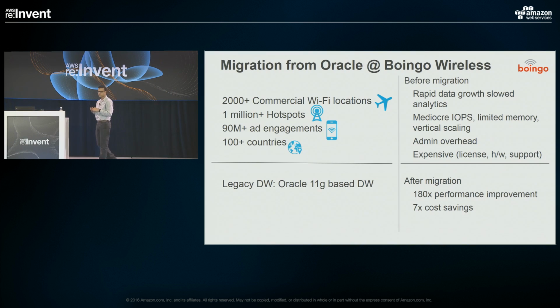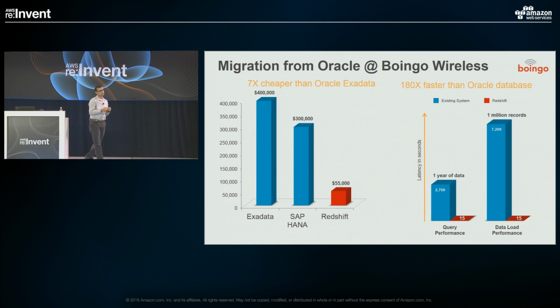Quickly, some use cases here. Boingo Wireless, you may be familiar. They operate over 1 million hotspots and Wi-Fi locations across lots of countries. They've used an Oracle database, which they were using for transactions for analytics. And they found several limitations as the data set size grew: performance issues, the limitation around vertical scaling, administrative overhead, and expensive licensing cost. So they considered a bunch of options and found Redshift to be a fraction of cost.